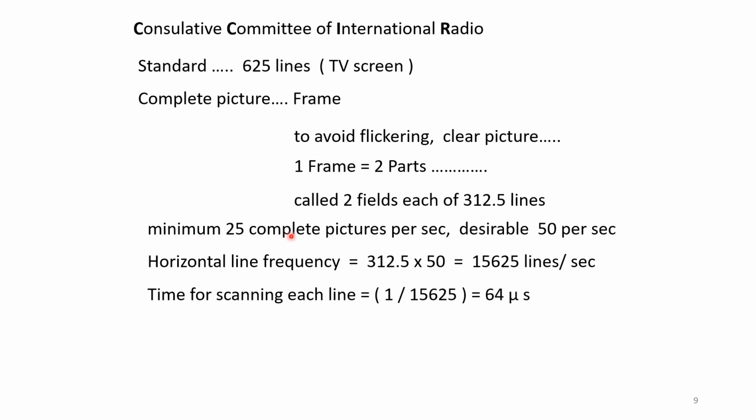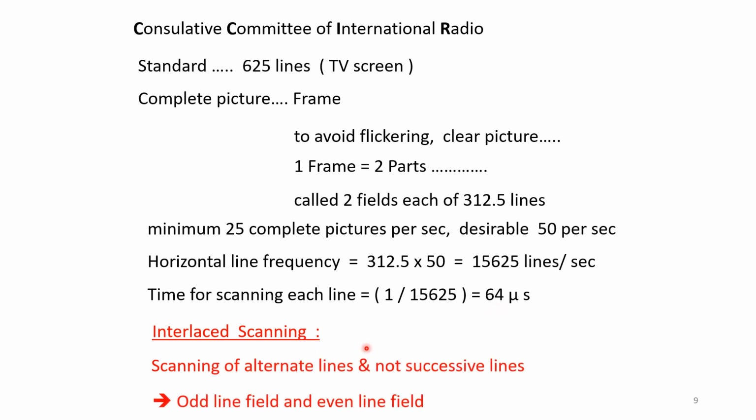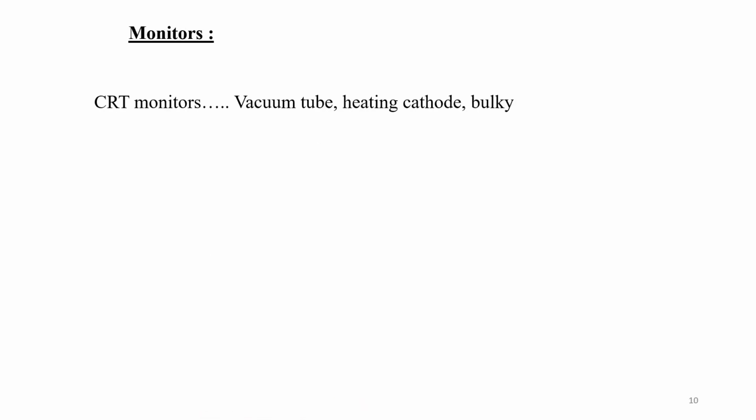The minimum 25 complete pictures per second is necessary to have a stable picture, but it is desirable to have 50 per second. So the horizontal frequency will be 312.5 into 50, and the time for scanning of each line is the reciprocal of this, that is going to be 64 microseconds. So in the case of interlaced scanning, we scan alternating lines and not successive lines. And here we are going to have the odd line field and even line field.